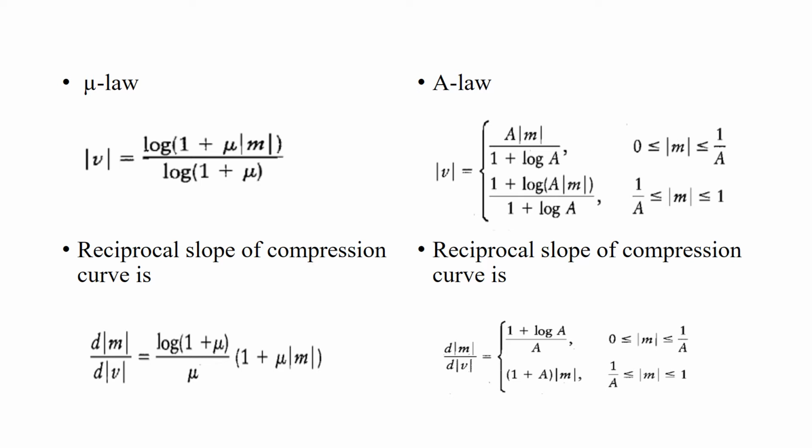Now there is another compression law known as the A law. Here it is defined by |v| = A|m| / (1 + log A) for 0 ≤ |m| ≤ 1/A, and |v| = (1 + log(A|m|)) / (1 + log A) for 1/A ≤ |m| ≤ 1. And we have this A law plotted in the previous slide, and here A equal to 1 represents uniform quantization. The reciprocal slope of the compression curve is the same as before, the derivative of |m| with respect to |v|, and the equation is shown here.